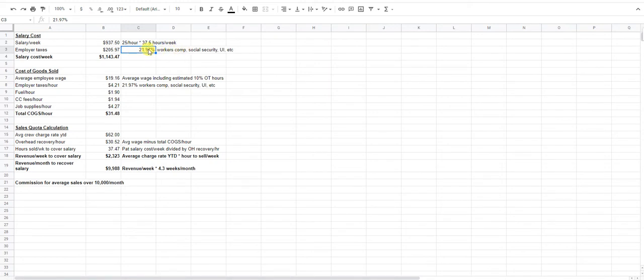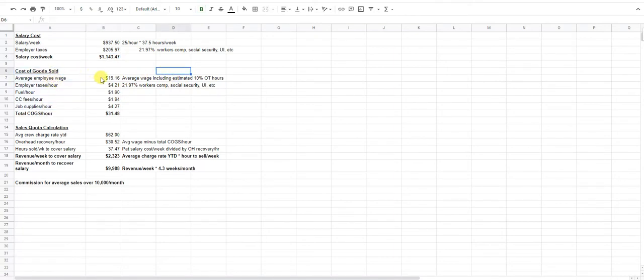But our tax rate is 21.97%, which includes workers' comp, Social Security, unemployment, etc. So for every dime we pay in wages, we have to pay 21.97% in taxes. So although we're paying him a gross pay of $937.50, we also have to pay taxes every week of $205.97. So his cost per week to the company is $1,143.47.